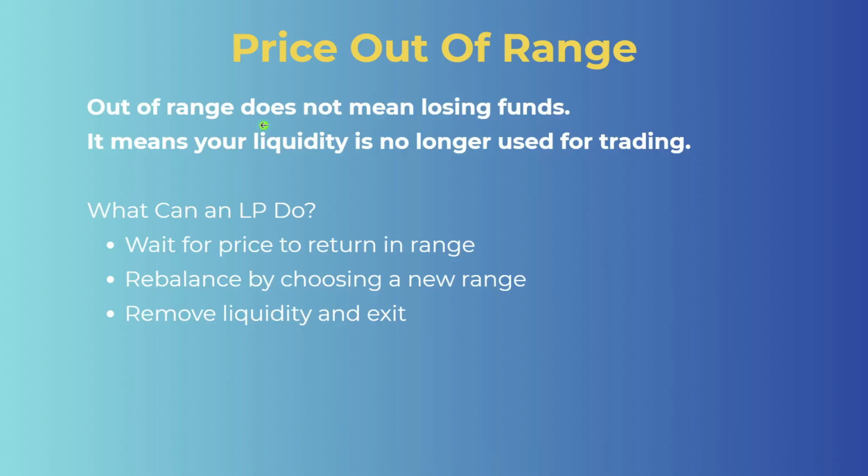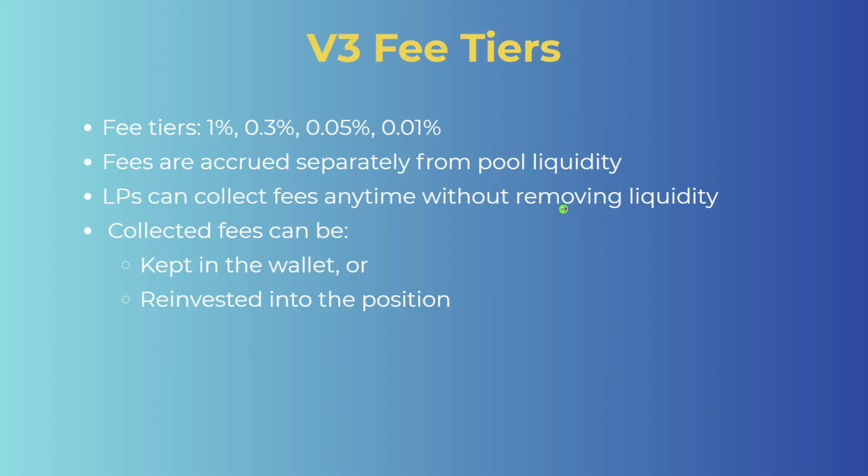Price out of range does not mean that we are losing funds. It means that our liquidity is no longer used for trading. So what can liquidity providers do? They can wait for the price to return into the range, can rebalance by choosing a new range, or can remove the liquidity and exit.